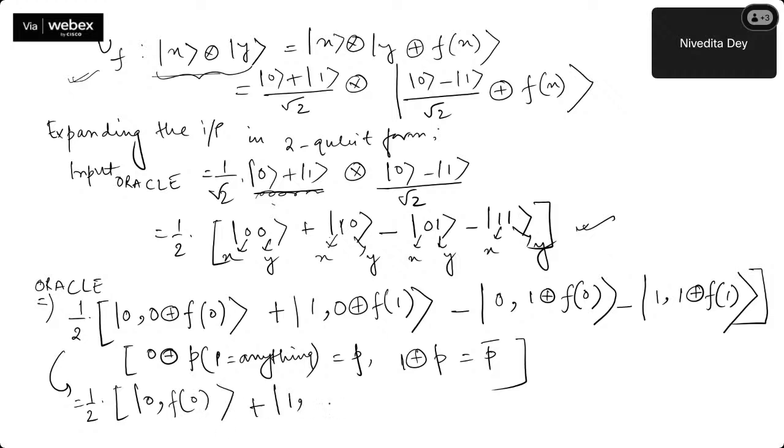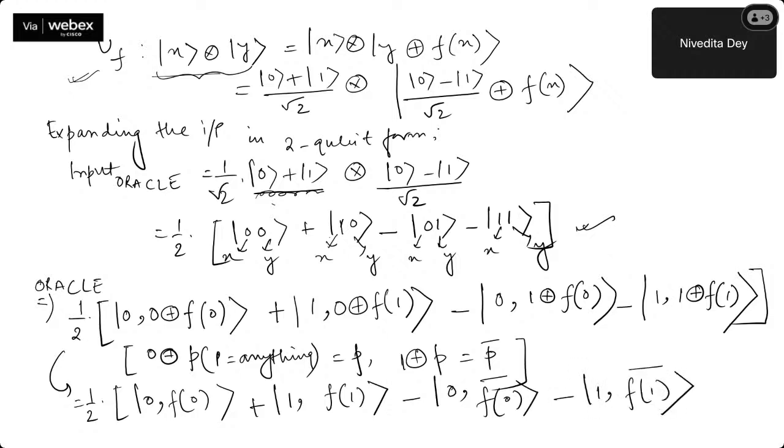And this is |1⟩, f of 1, minus |0⟩, f0 bar, minus |1⟩, f1 bar. Till this part, there should not be any problem. So this is the generalized expression. Okay. Now let me just once again write the generalized expression.